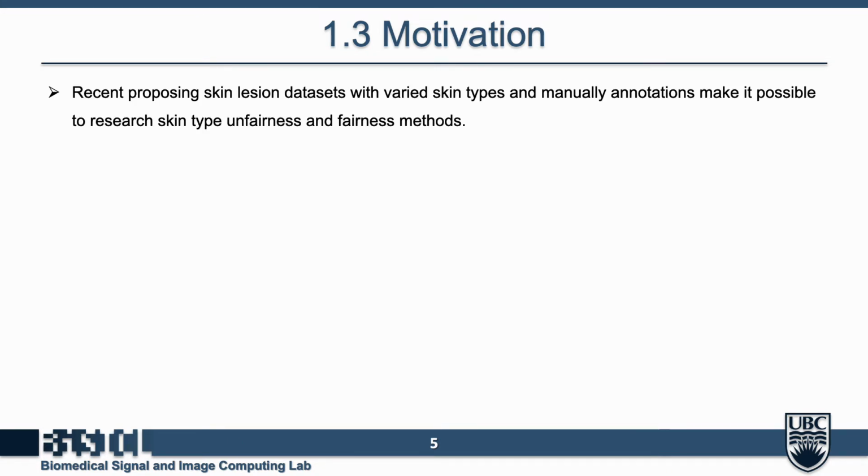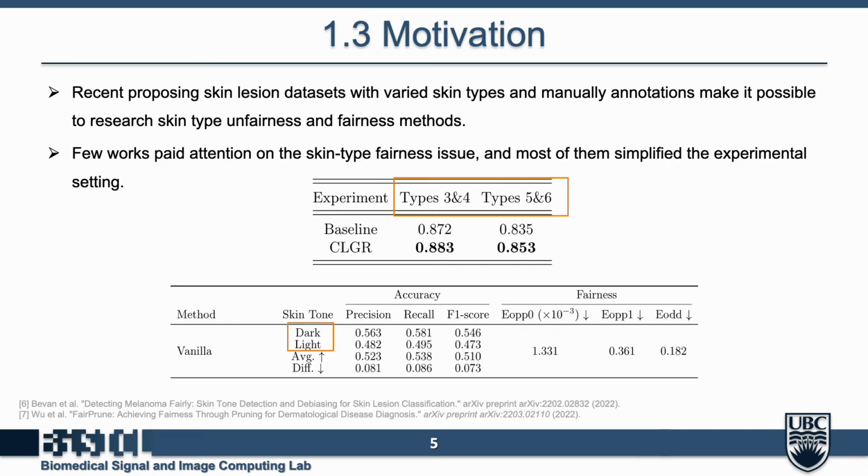Recently proposed skin datasets with various skin types and manual annotations make it possible for us to research skin type unfairness and fairness methods. Few works paid attention to the skin type fairness issue, and most of them simplified this experimental setting by only testing their model's generalizability on some skin types or coarsely grouping 6 skin types into light and dark.